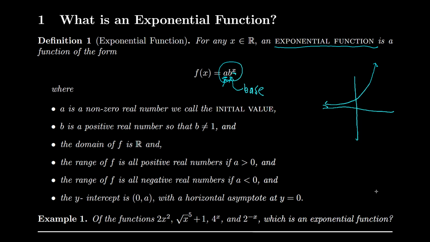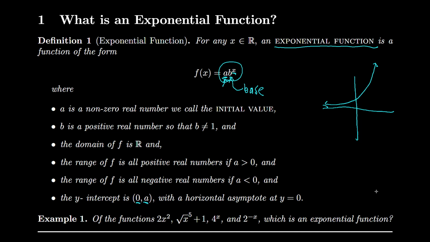Your y-intercept is always 0, a. Obviously, if you plug in 0 to this function, b to the 0 for any b is going to be 1, and a times 1 will be a. So you get 0, a out. And it'll always have a horizontal asymptote at y equals 0. That is, there are no x-intercepts here. Notice I didn't say that there was an x-intercept, because there aren't any. There's no number x you can plug in such that you get zero out for this. And if you want to try it, try it.